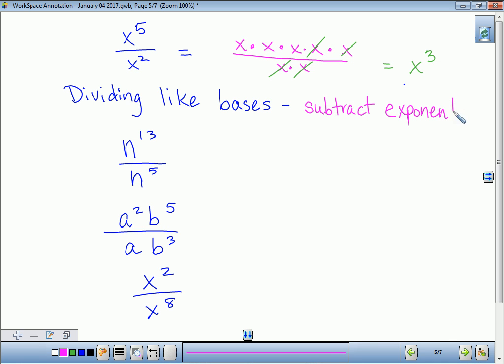Now, I think of it two ways. Sometimes I think of it as subtraction, and then sometimes I think of it as canceling. So if I were to think of it as canceling, I would say, all right, these two x's cancel with two of these and leave me 3. And you can think of it either way.